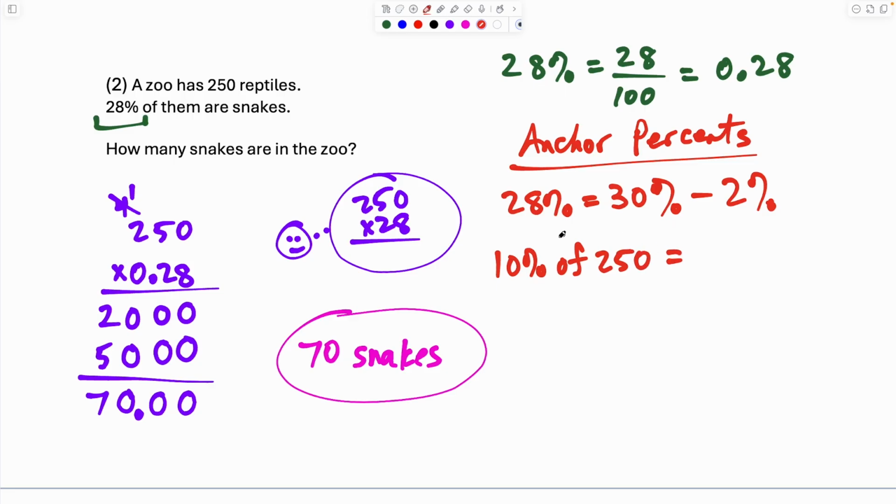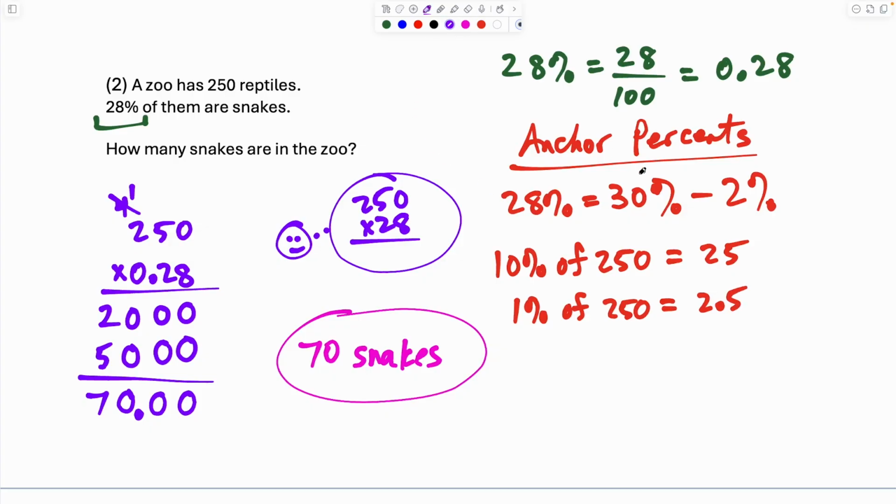And remember, from anchor percents, when you want to take 10% of something, you just divide that number by 10. In this case, we would get 25. You could just imagine if we had a decimal over here, it would move 1 space to the left, giving us 25. And now I also want to look at 1%. So 1% of 250 is equal to, the decimal moves 2 spaces to the left to give us 2.5.